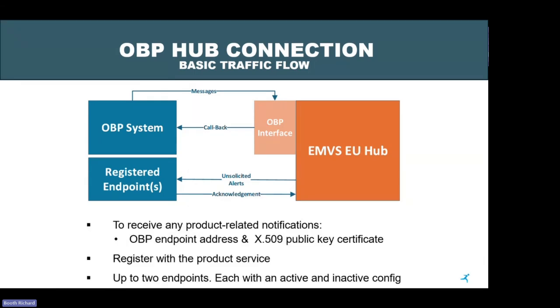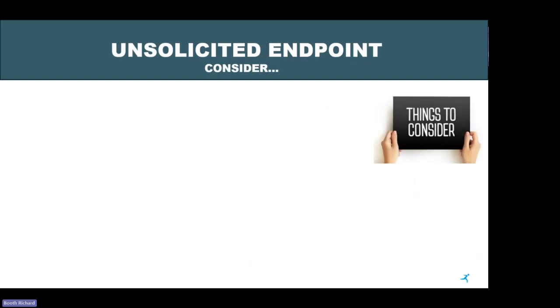You need to register that service, and you can register up to 2 endpoints. Each endpoint can have an active and an inactive configuration. So a question for you here is, when was the last time your endpoint received an alert? Do you know that? I do encourage you after this webinar to go and have a look at that. Make sure your endpoint's running. Is it running with the latest certificate? And some of the other pieces of information we'll give you as this webinar progresses.